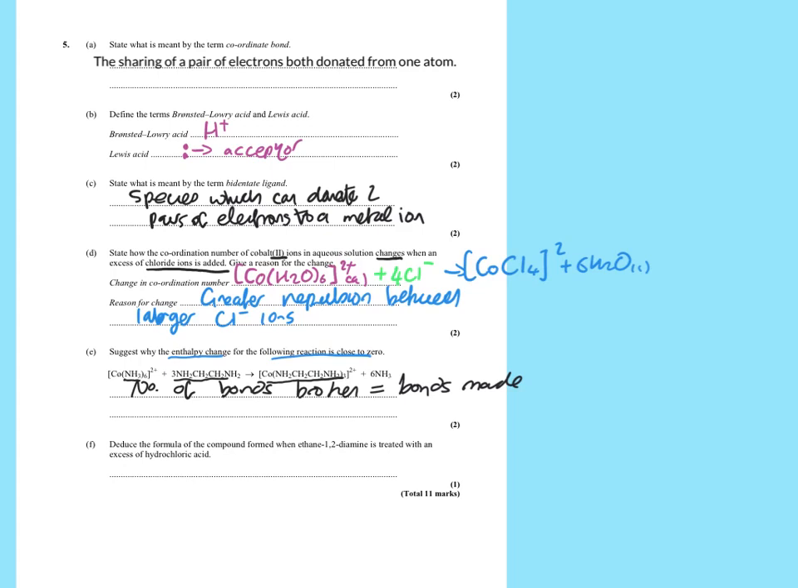Remember, ethane 1,2-diamine, if we draw the structure, we let the examiner know we know the structure of ethane 1,2-diamine, and we put our lone pairs on and we can label that as en. So the formula of the compound when ethane 1,2-diamine is treated with an excess of hydrochloric acid: this simply behaves as a Lewis base and accepts a pair of protons, and we simply get the salt.